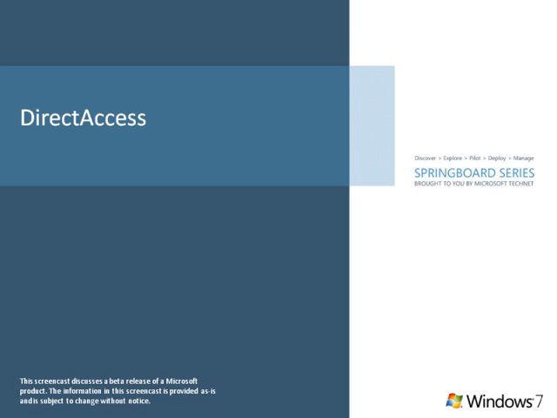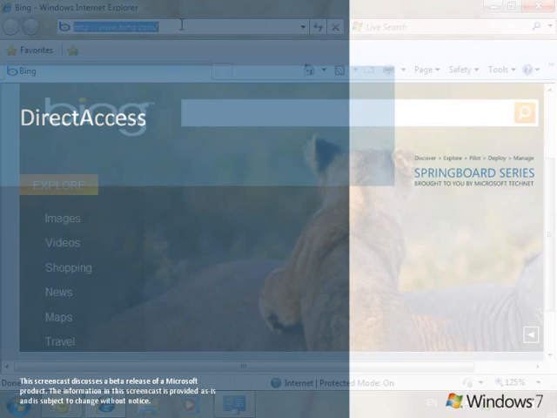Direct access helps mobile users stay more productive when accessing remote information. A mobile user can easily navigate to intranet sites or internal file shares and access documents from a remote location without establishing a VPN connection.